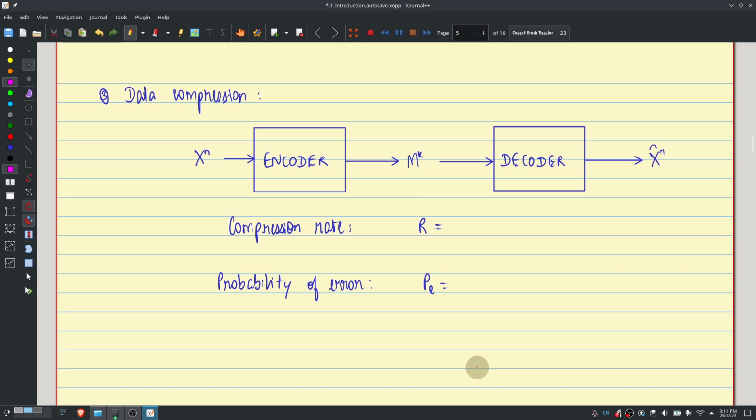Another example that we'll see is in data compression. So what is the problem of data compression? Suppose you are given a large file, maybe which has n bits. The goal is to compress this to a much smaller file which still contains the same amount of information as the original file. So the end goal is to reconstruct the original raw file from this compressed file.